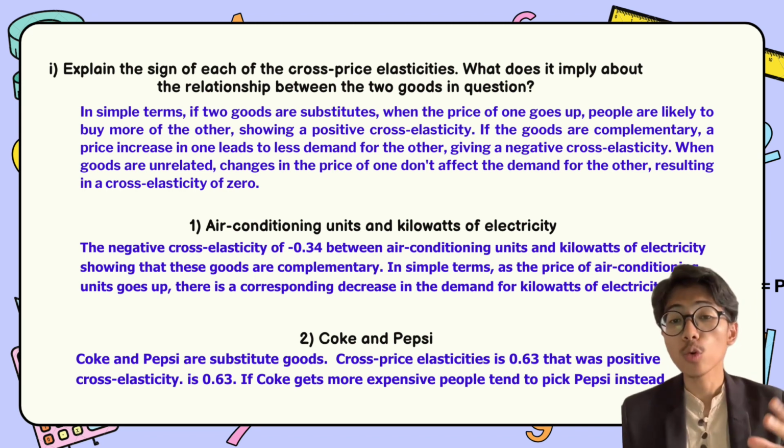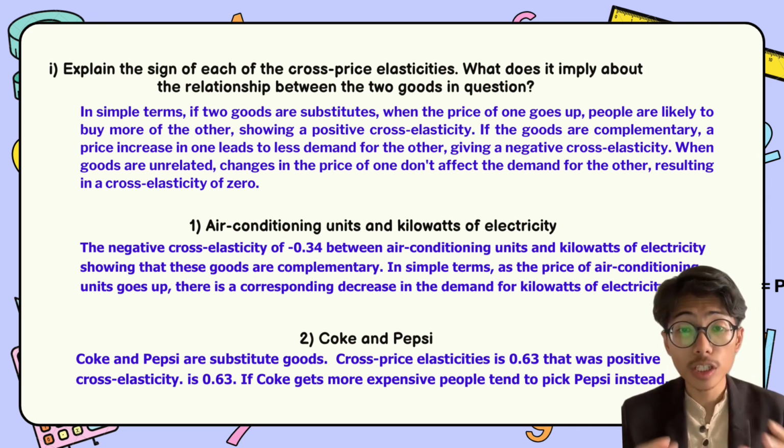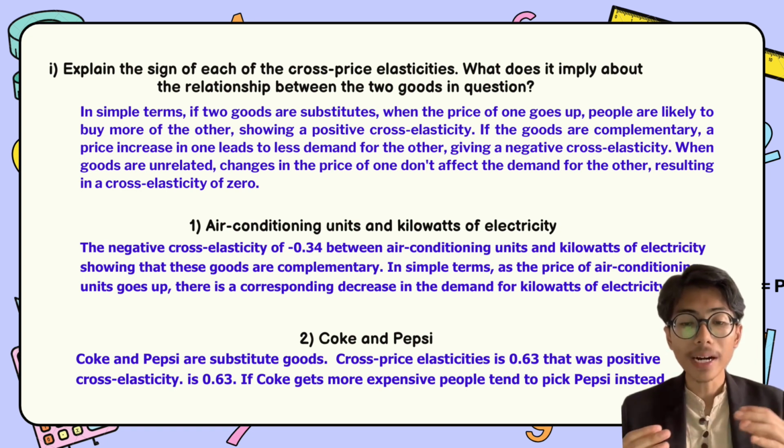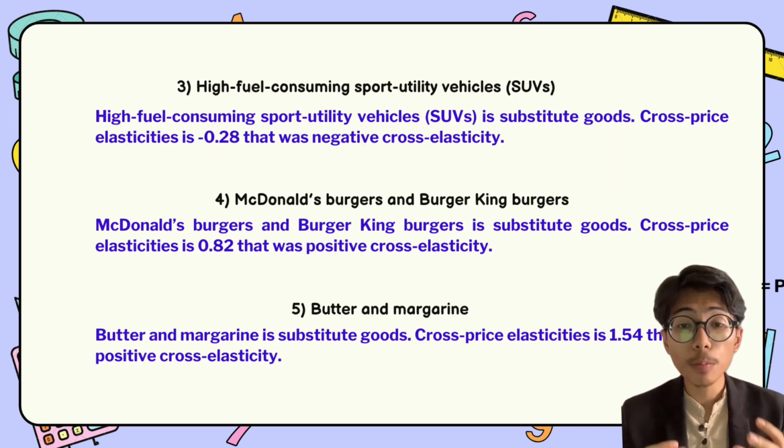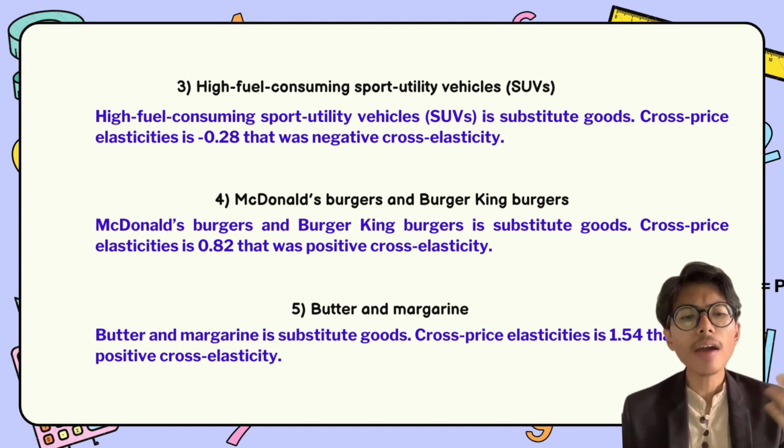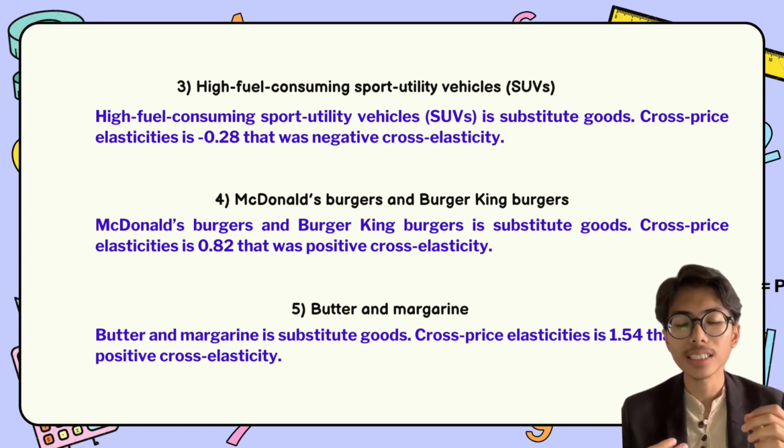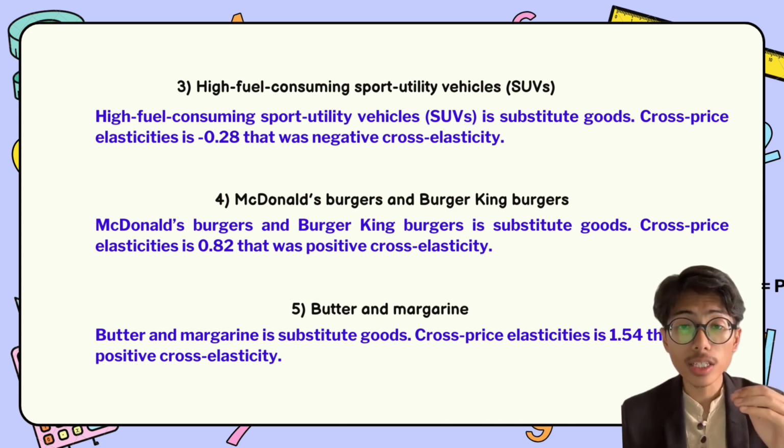Number 2, Coke and Pepsi. Coke and Pepsi are substitute goods. Cross price elasticity is 0.63, which is a positive cross elasticity. If Coke gets more expensive, people tend to buy Pepsi. Number 3, high fuel consuming sport utility vehicle, SUV. Cross price elasticity is negative 0.28. That is a negative cross elasticity.